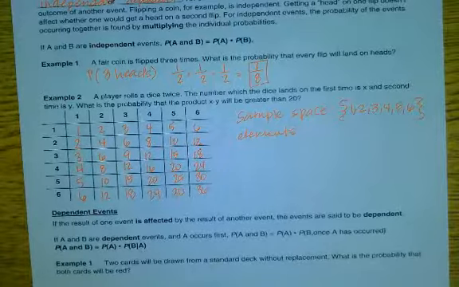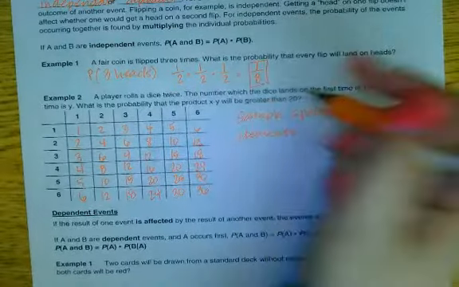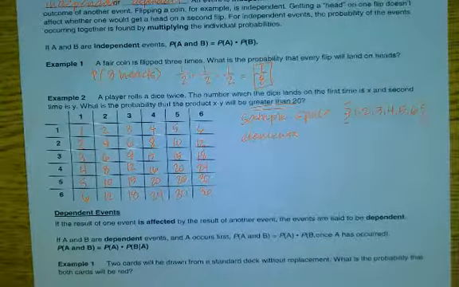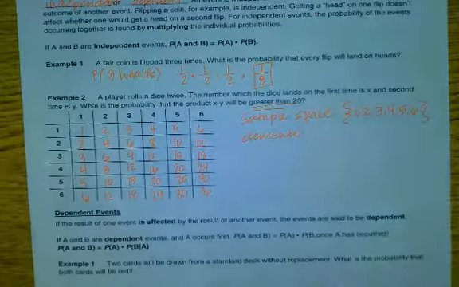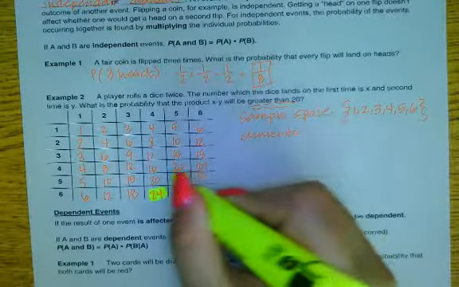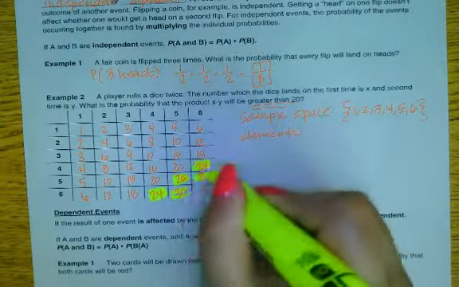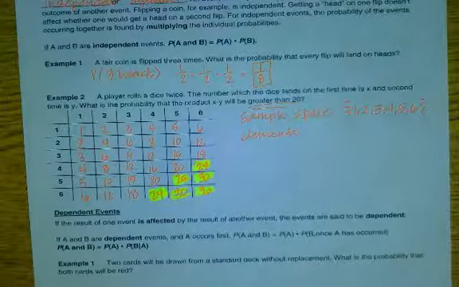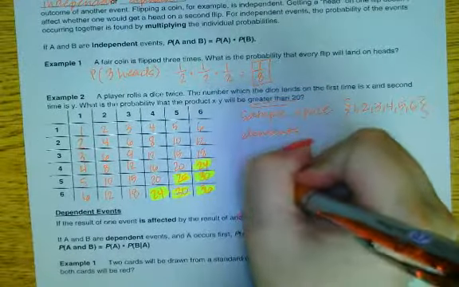Okay, so let's look at the question. What is the probability that the product will be greater than 20? Does that mean we include 20? Do we include 20? No. So the numbers that are greater than 20, how many numbers are greater than 20? Out of, and so reduce your fraction and what do you get?